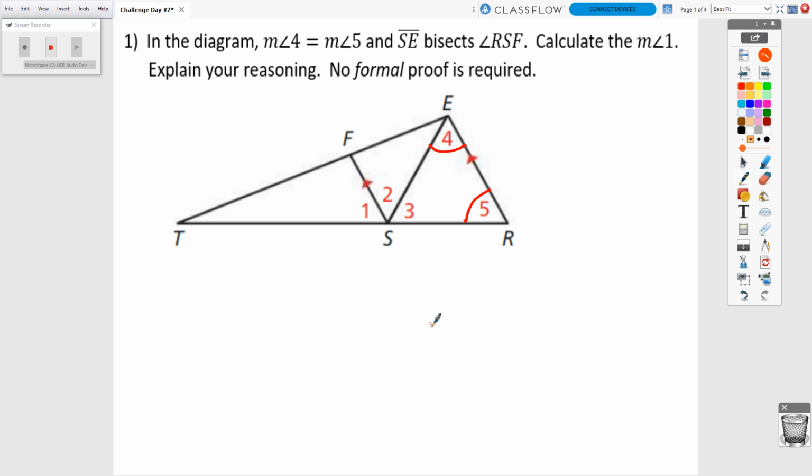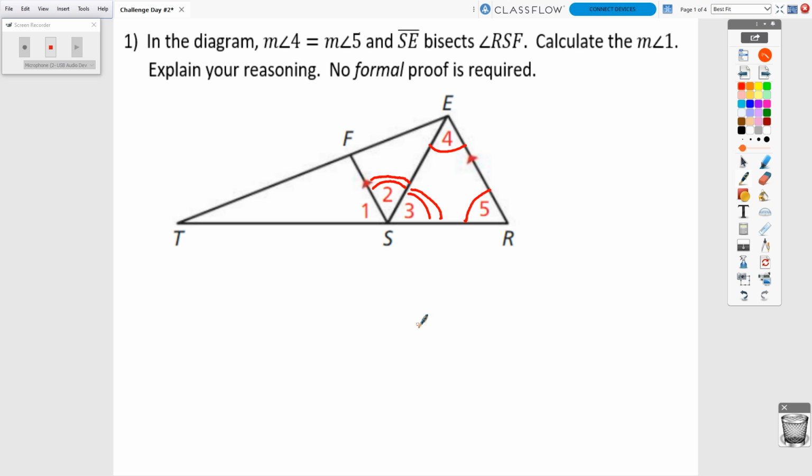And segment SE, so here's segment SE, bisects, ooh, we got some old chapter 1 stuff going on here, angle RSF. All right, so if an angle is being bisected, that means it is being cut into two smaller equal-sized angles. So that would be angles 2 and 3. Now, here's the thing. Initially, I don't know that angles 4 and 5, which are congruent, are the same angles as angles 2 and 3. So for right now, I'm going to mark angles 2 and 3 with 2 congruent markings.